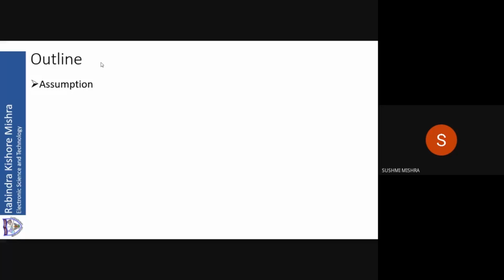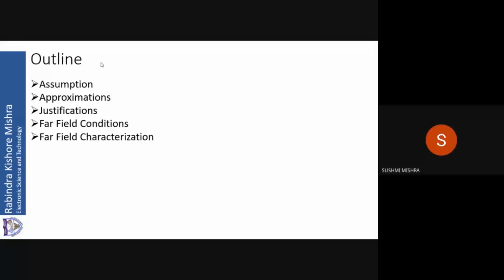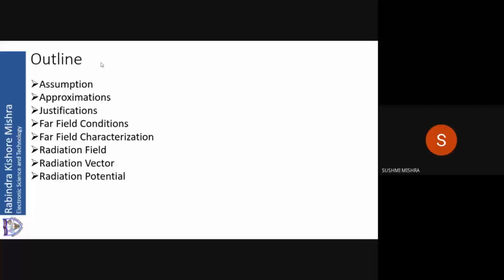We'll start with the assumption. Then we'll look at what are the approximations that we are using. Then we'll justify those approximations. After that, we'll go to the far field conditions. Then we'll characterize the far field characterization process. Then we'll find out what are the radiation fields, then the radiation vector, then radiation potential, which is different from vector potential. Then we'll revisit coordinate systems.